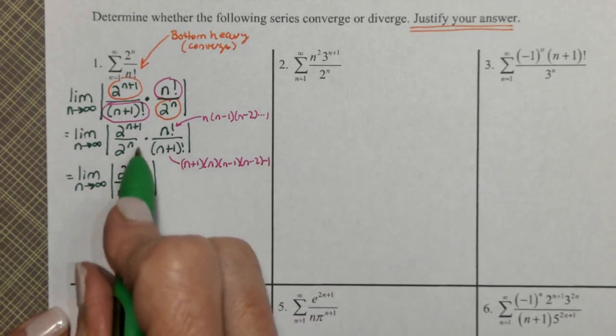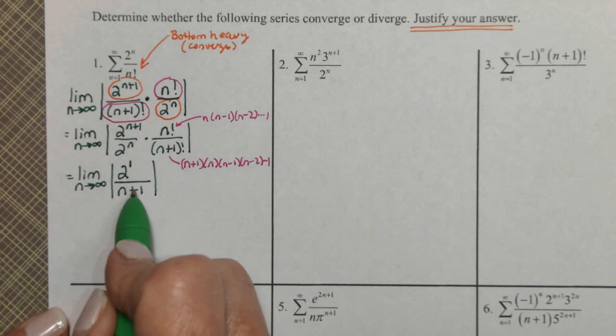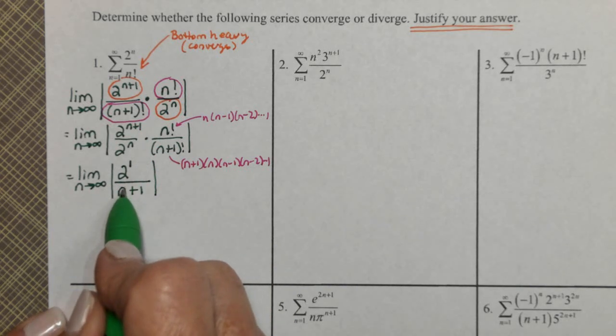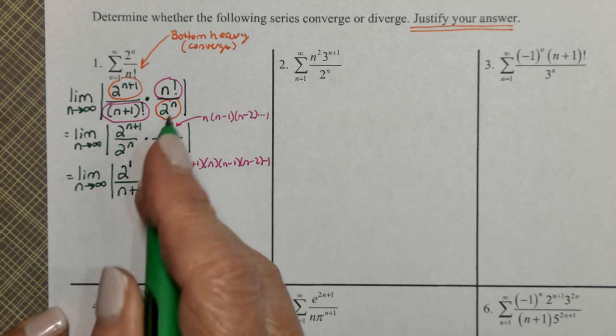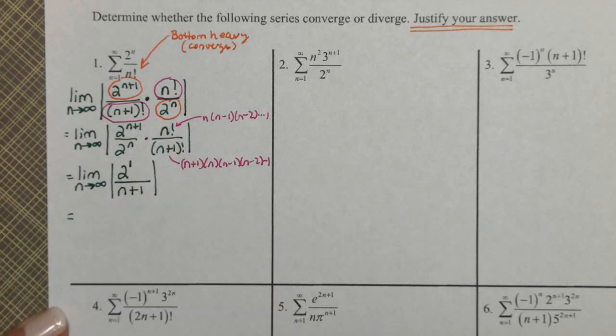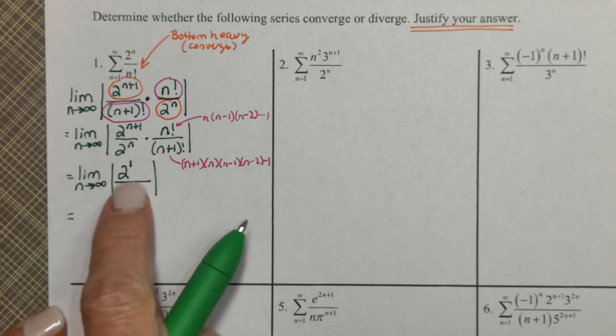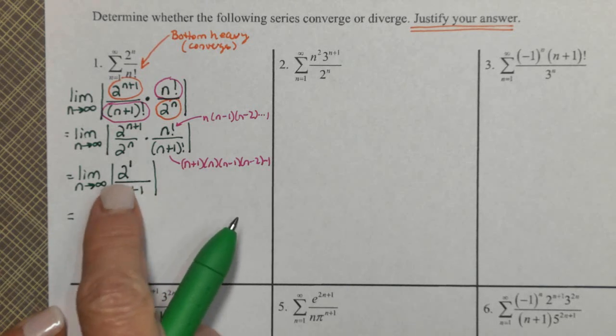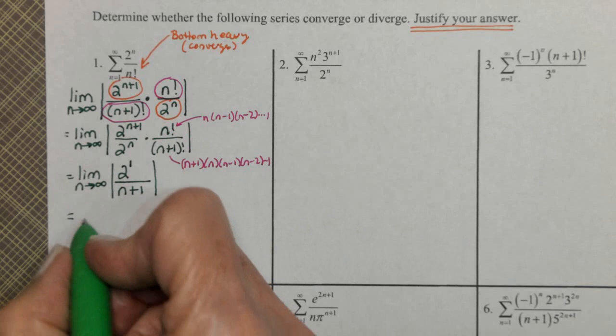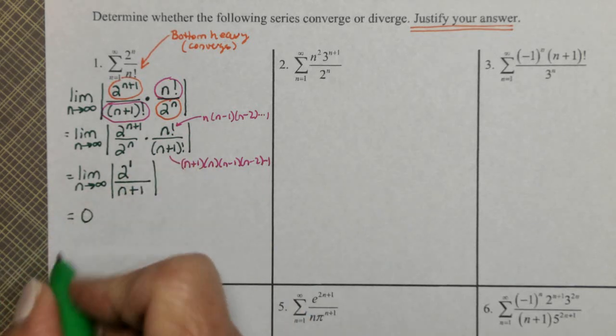So this is how that expression reduces. We have not taken a limit yet. All we did was reduce our expression. Now we're going to take the limit. Now we're going to let n go to infinity. And as n goes to infinity, the denominator goes to infinity, and the entire expression goes to 0.